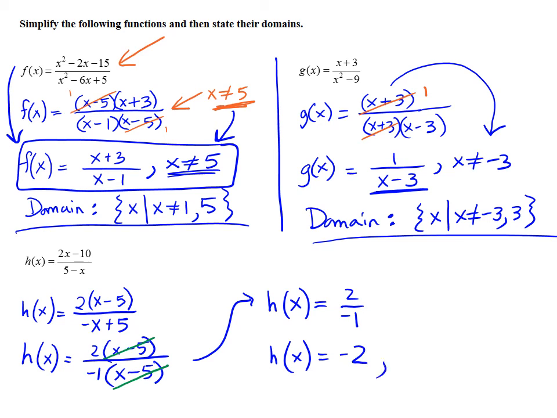Now we do have an exception here. Because we canceled x minus 5, we have to say that x cannot be equal to 5. So our domain would be all real numbers except 5.